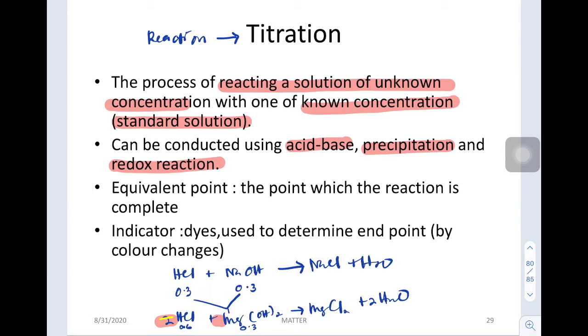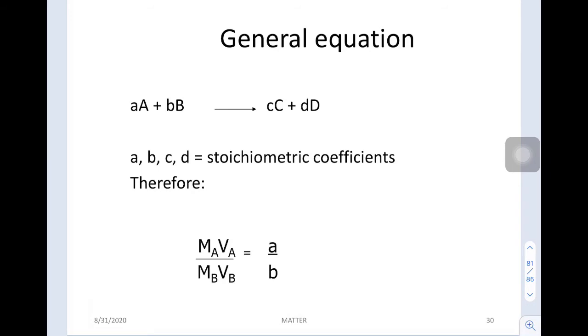When we do a titration, normally we will use an indicator, which is a dye that will determine the end point of a reaction by a permanent color change of the solution. So in general, for a reaction, we have aA reacted with bB to produce cC plus dD. a, b, c and d are their stoichiometric coefficients. So the equation that we will use to solve this type of problem is MAVA over MBVB equal to a over b. MA is the concentration of the first reactant.